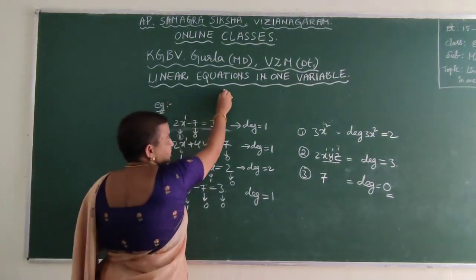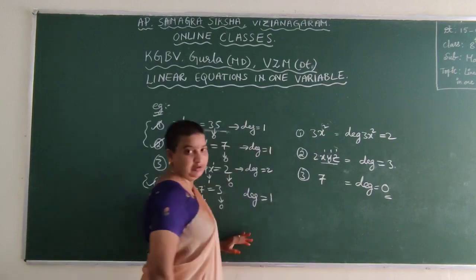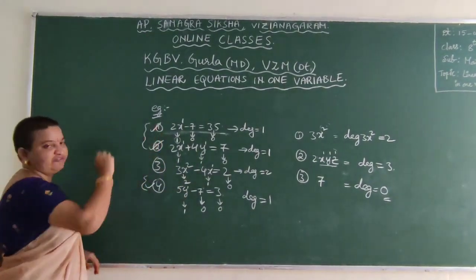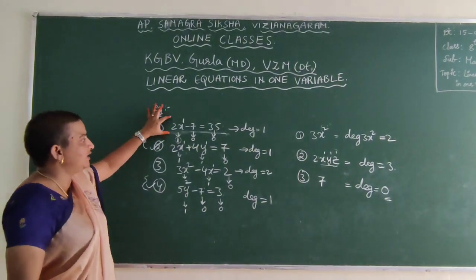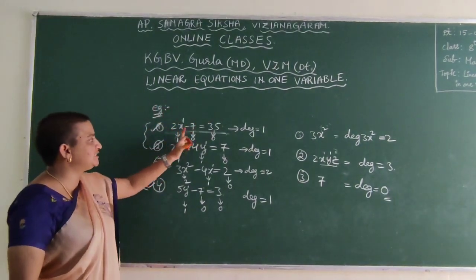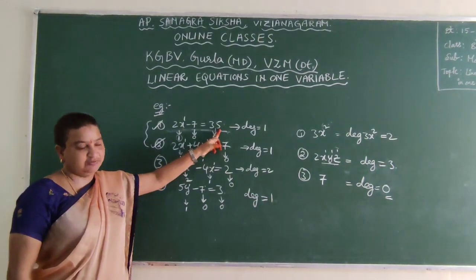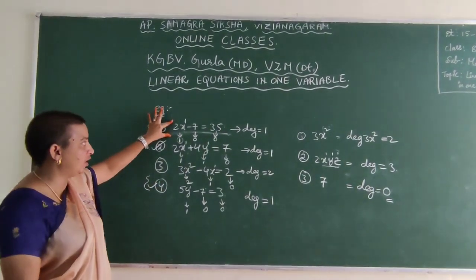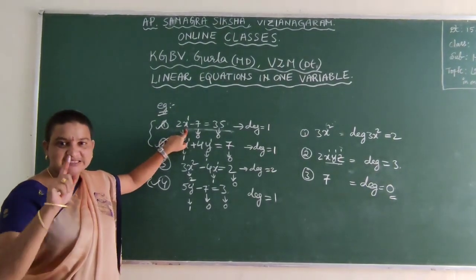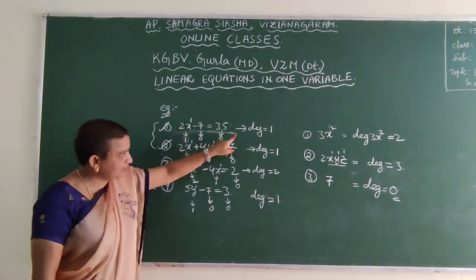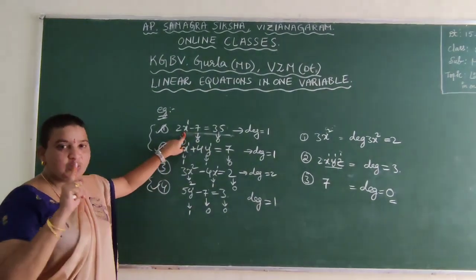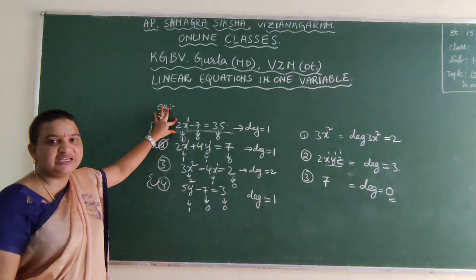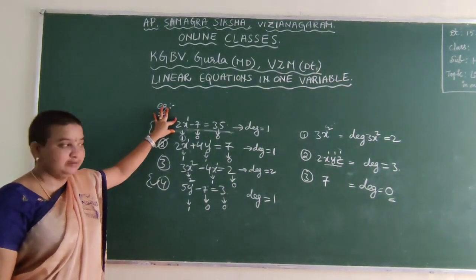Now, linear equation in one variable. In one variable means, again we have to come to the first problem. Here, in the first example, 2x minus 7 equals 35. How many variables are there? There is only one variable, that is x. This is a linear equation having only one variable. That's why it is called a linear equation in one variable.